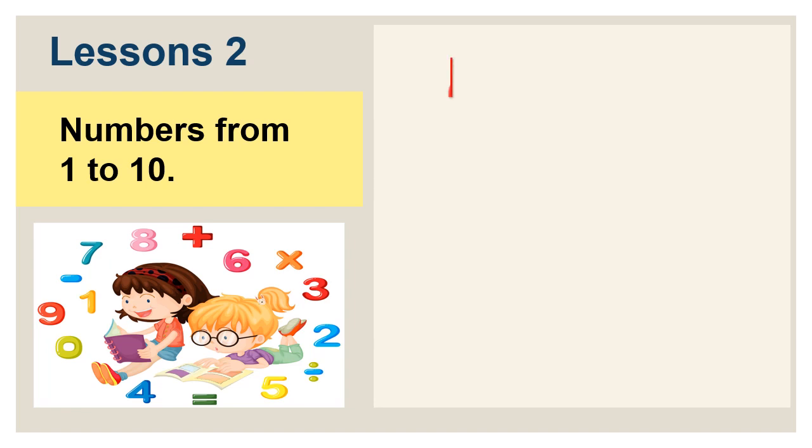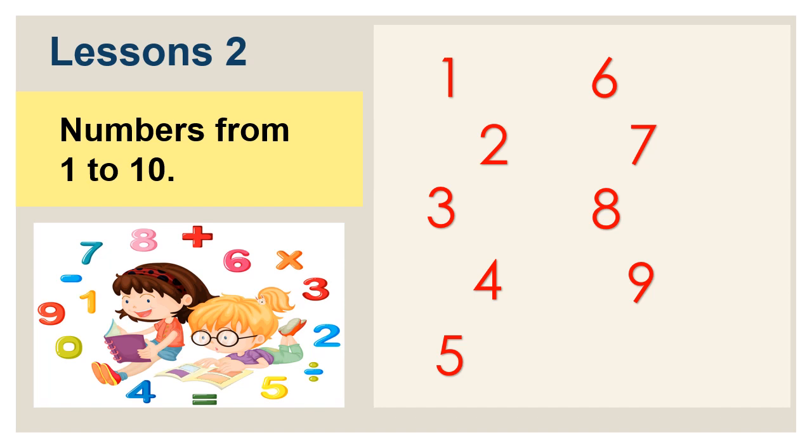So let's start. 1, 2, 3, 4, 5, 6, 7, 8, 9, 10. These are the numbers 1 to 10. Okay, let's look again at how to spell all these numbers. Let's start with the first one. 1.